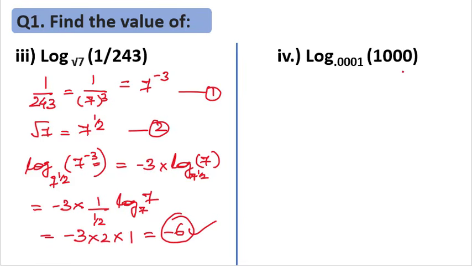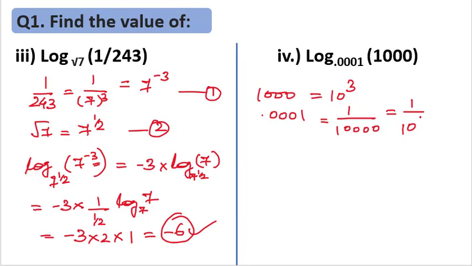Log 1000 to the base 0.0001. Now again 1000 here, I can write it as 10 to the power 3. Very easy. 0.0001, I can write it as 1 upon 1, 2, 3, 4. Right. This is nothing but 1 upon 10 to the power 4, which I can also write as 10 to the power minus 4. This is simple mathematics that all of us know. Now I can just place these values in the question that I am given. Log 10 to the power 3 to the base 10 to the power minus 4. Now I know how to solve this very easily.